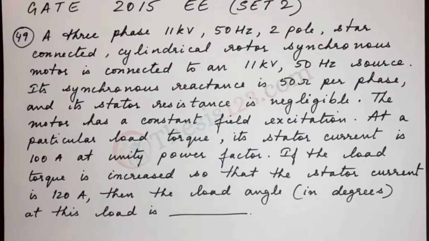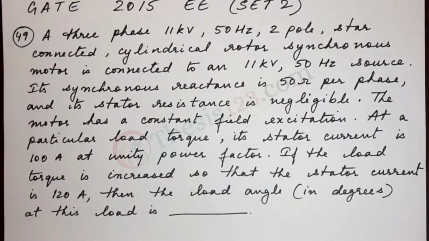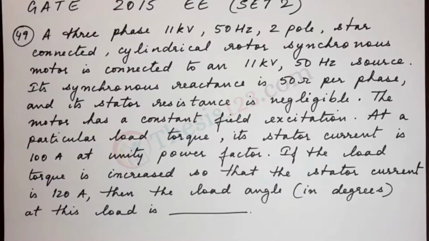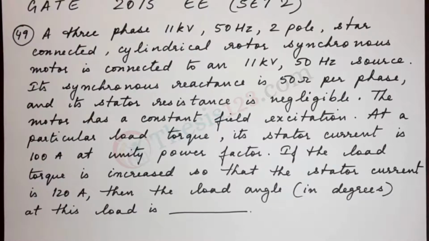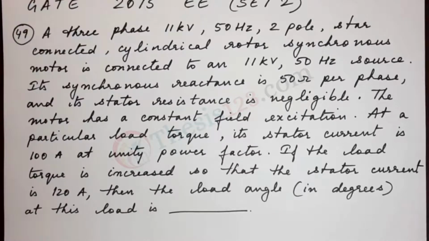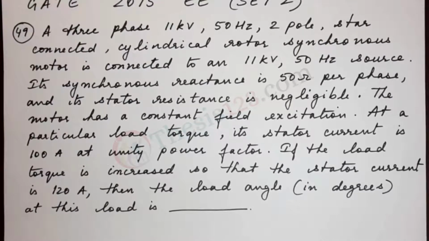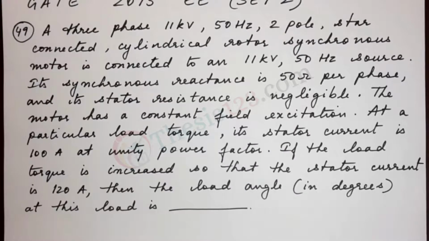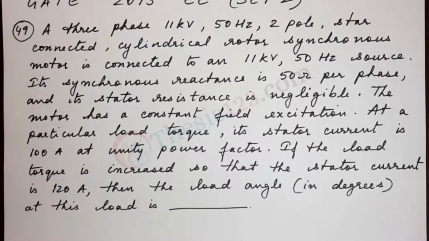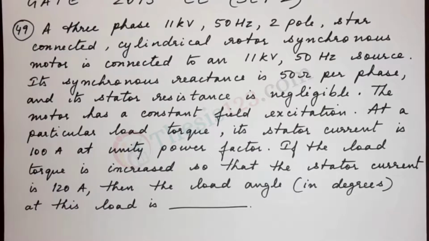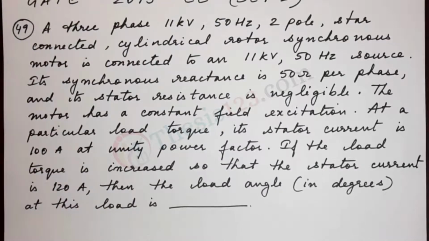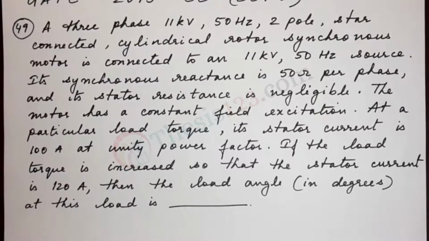Here's the next question, number 49. A three-phase 11 kV 50 Hz 2-pole star-connected cylindrical rotor synchronous motor is connected to a 11 kV 50 Hz source. Its synchronous reactance is 50 ohms per phase and its stator resistance is negligible.